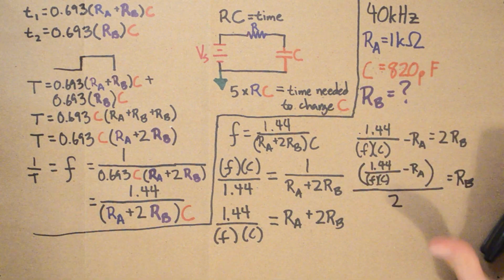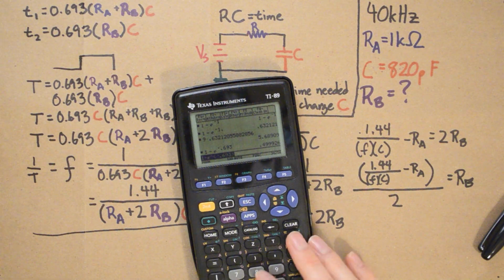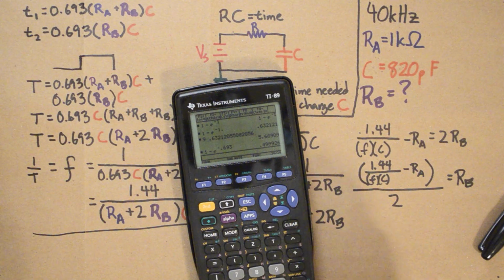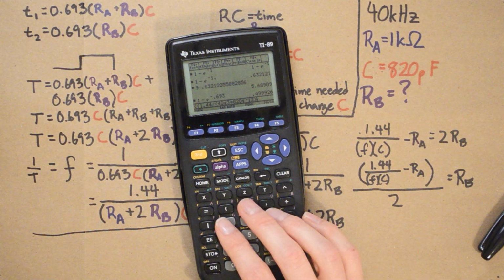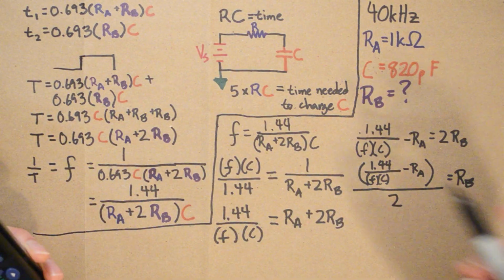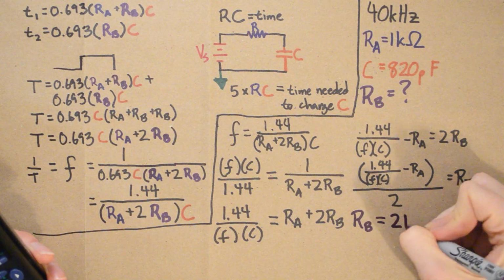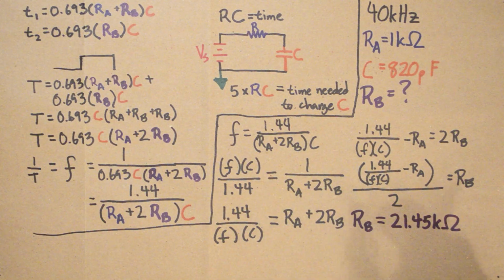So now I worked this out beforehand, but just because I always like to check myself, because I've been known to make silly mistakes in the past, I'm going to plug my numbers in up here into this formula and see what I get. Alright, and the number that I get turns out to be RB equals 21.45 kiloohms. Okay, so now I am looking for a resistor of 21.45 kiloohms, and it happens that I do have a resistor of 22 kiloohms around, so that's what I ended up using.